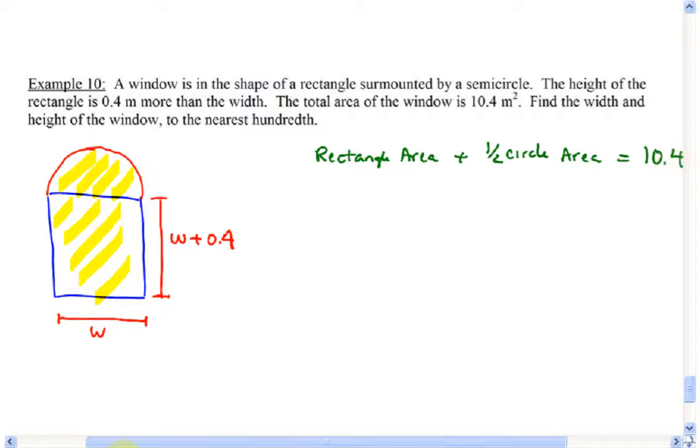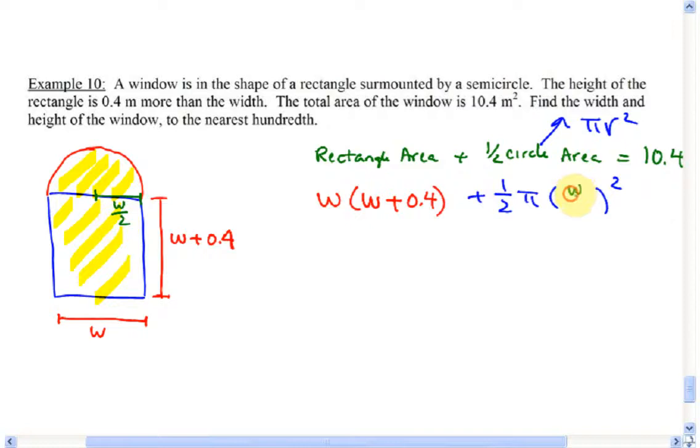W squared. Okay, I'll go even one step before that. W times W plus 0.4. Okay. All right. Hard part. Half of the circle's area. How do we find the area of a circle? By the way, what's the formula for that? Pi r squared. Awesome. We've got half. We've got pi. What's r in my example here? Half of the W. Excellent. R is the radius, which is just half of the W. Whoa, this looks scary. Okay.